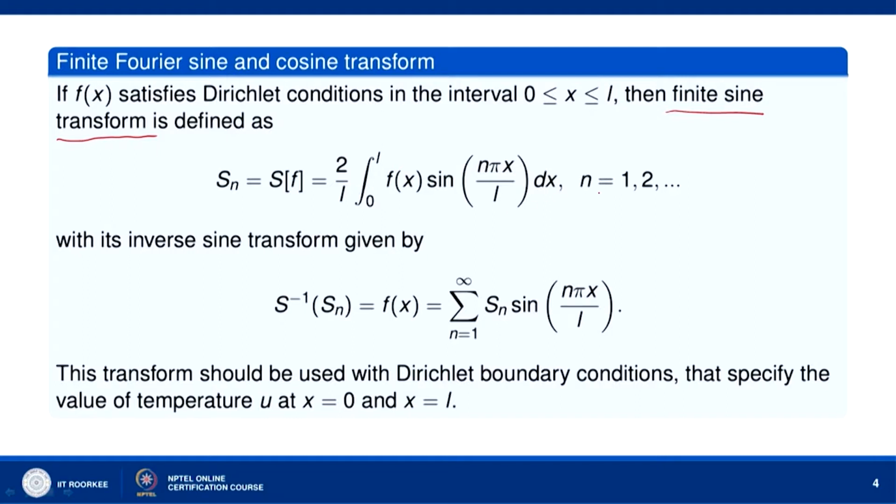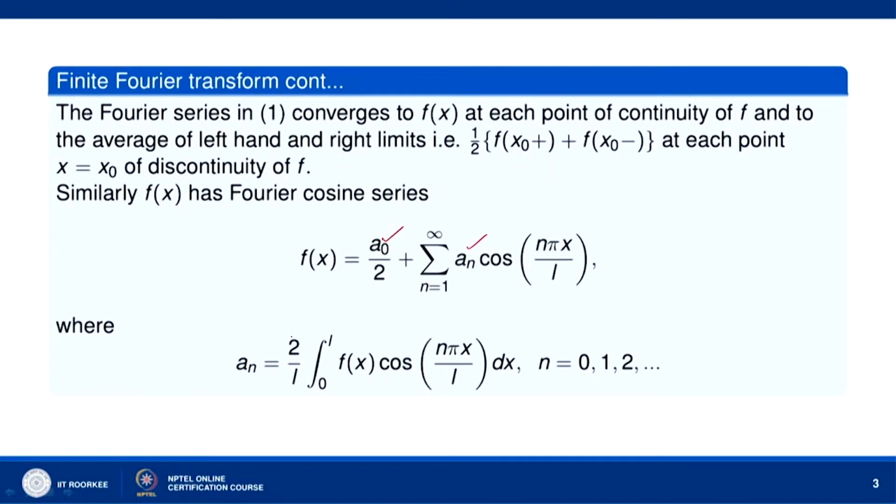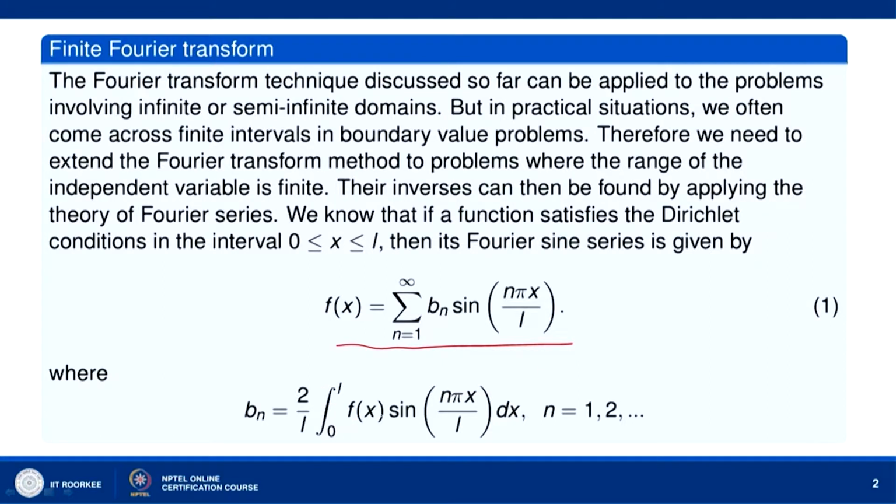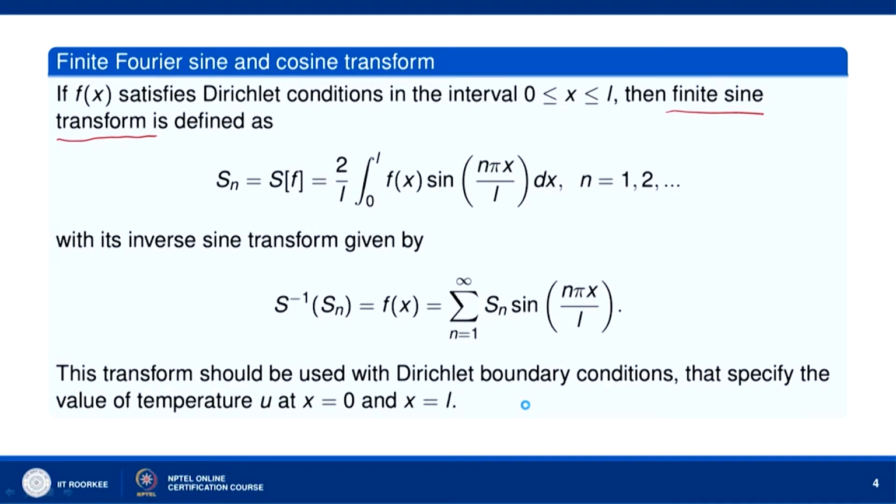So, (2/L) ∫ from 0 to L of f(x) sin(nπx/L) dx is defined as the finite sine transform. We denote it by S{f}, or you can also write S_n, and its inverse sine transform is given by S⁻¹{S_n}, where S_n is S{f}. So, S⁻¹{S_n} is equal to f(x).